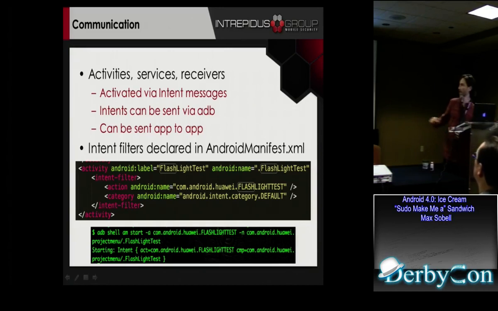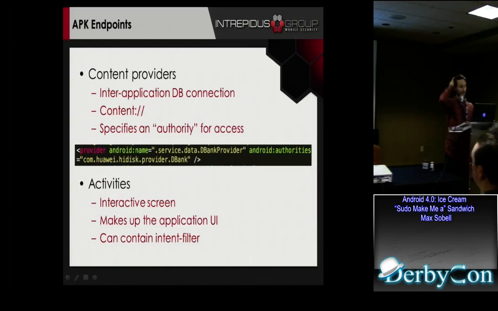So you can see on the top in the Android manifest, just flashlight test, like the most benign one possible. And then on the bottom there, just activating that through Activity Manager. You just do it from the shell, so it's really easy to script. And that's intended. Content providers are another story. So we'll go through each of the endpoints.